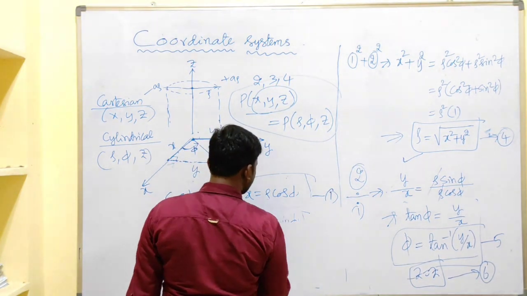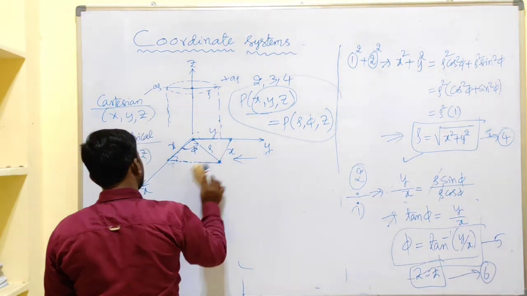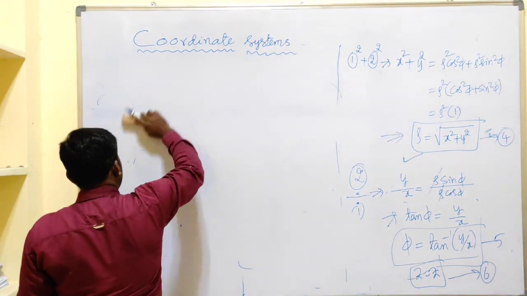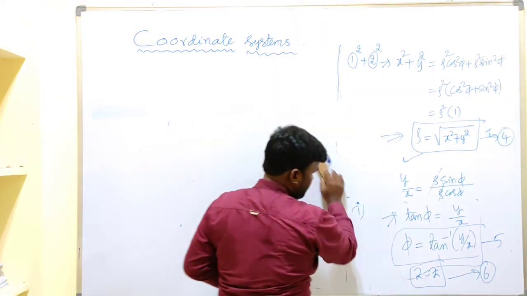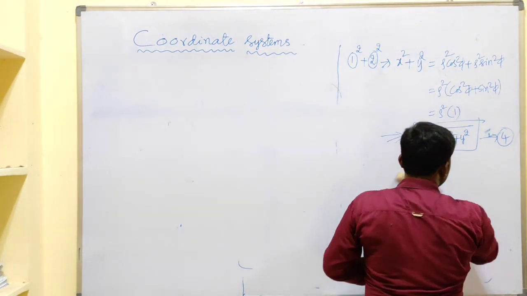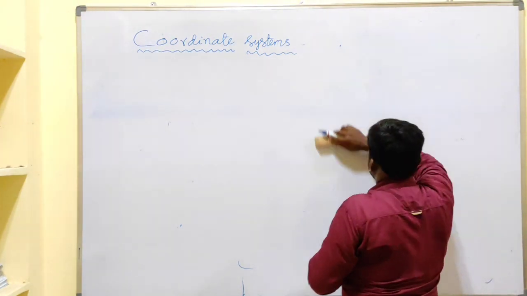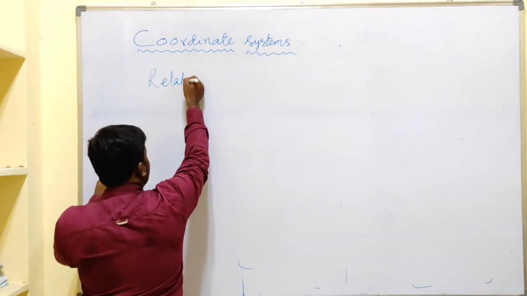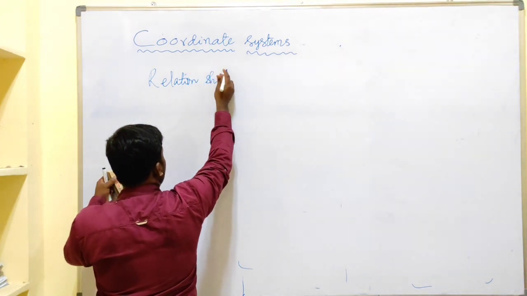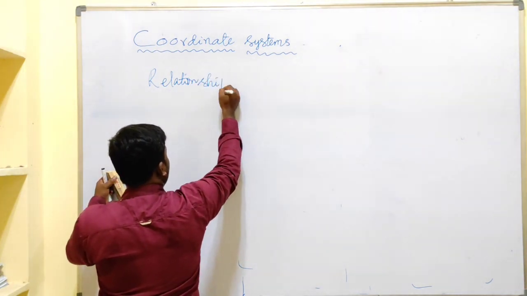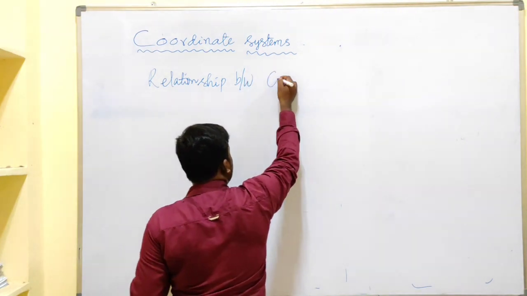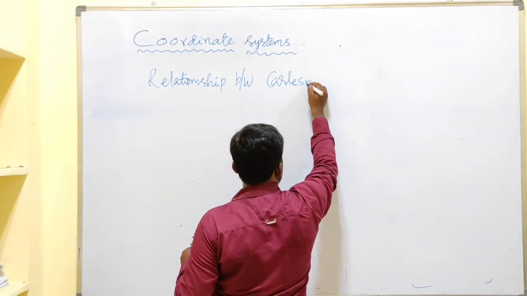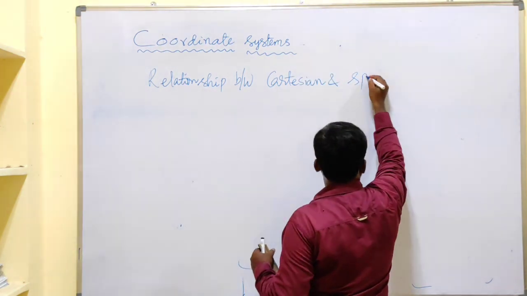Now we will see the relationship between cylindrical, spherical and Cartesian. For that purpose, let us discuss the relationship between Cartesian and spherical elements.